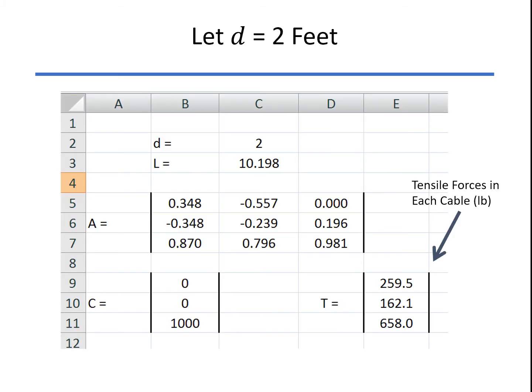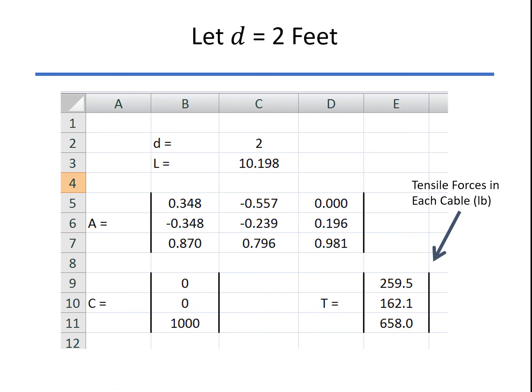Okay. Now, here's the solution in Excel. We start out by assuming a value of D. We calculate the length based on that equation, the square root of 100 plus D squared. And here is our coefficient matrix. So when we change the value of D, it will change the length, and we'll change these 2 components. Everything else stays the same. Our constant matrix is always going to be the same. And so here, what we've done is inverted this matrix, multiplied by C, and there's our answer. So those are the tensile forces in pounds.